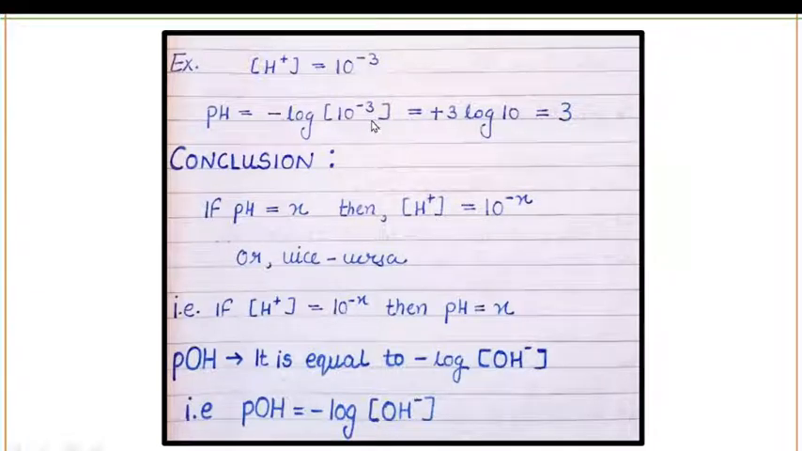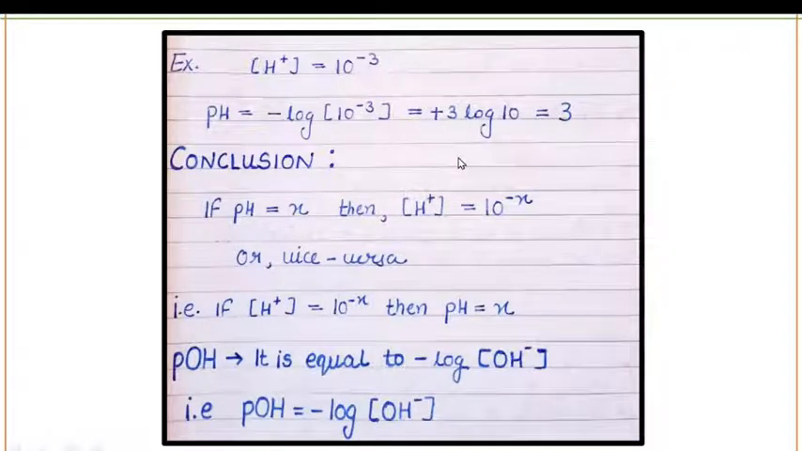We have studied a general formula: if you are given minus log x to the power y, then the value becomes minus y log x. Here the power is minus 3, so this is the value of y, which means this minus 3 will shift in front of the log, making it minus 3 into minus log, which makes it plus 3 log 10. The value of log 10 is 1, that's why pH will be equal to 3 into 1, that is 3.